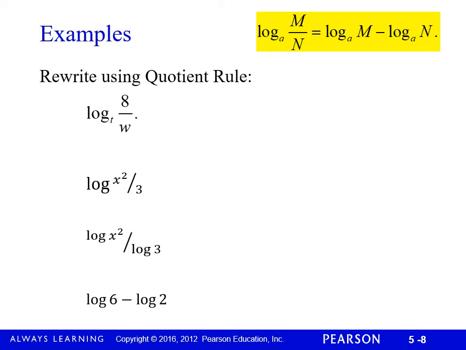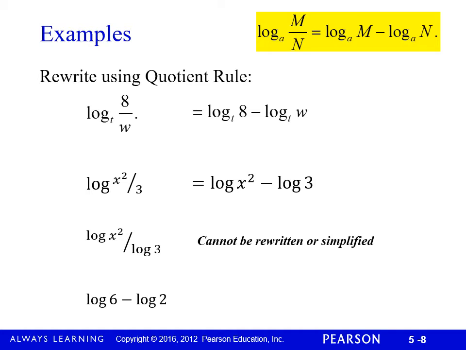So let's look at some more examples. The log base t of 8 over w. This gives us the log of the numerator 8 minus the log of the denominator w. The log of x squared over 3. This gives us the log of x squared, the numerator, minus the log of the denominator 3. The log of x squared over the log of 3. This cannot be rewritten or simplified because this is not the log of a quotient. This is the quotient of logs.